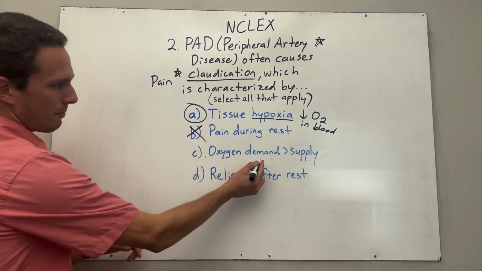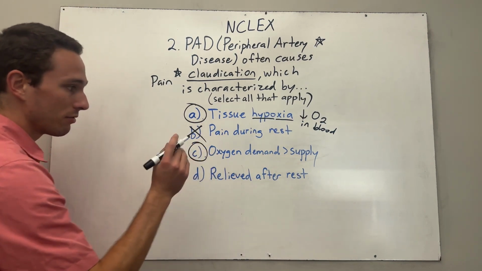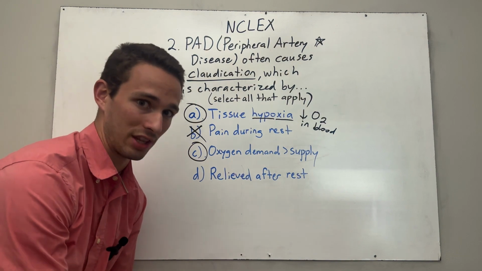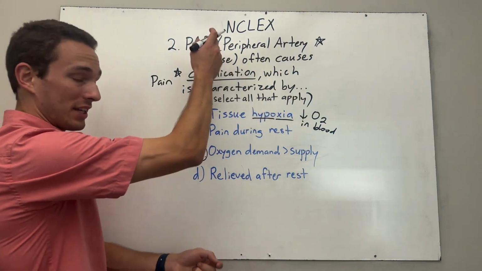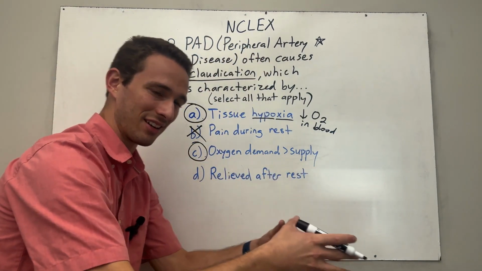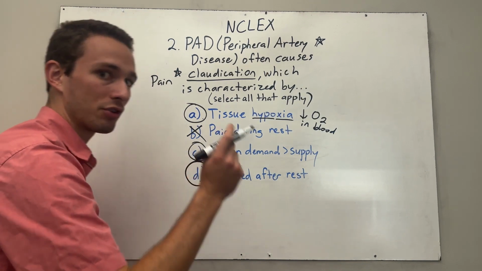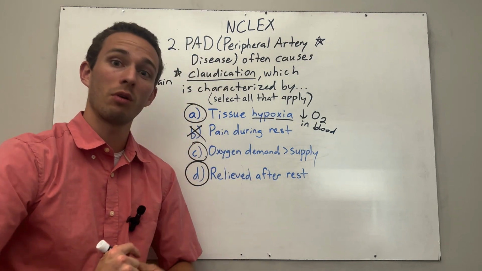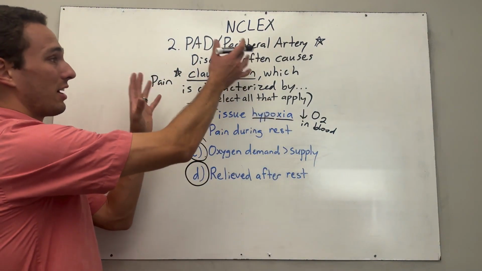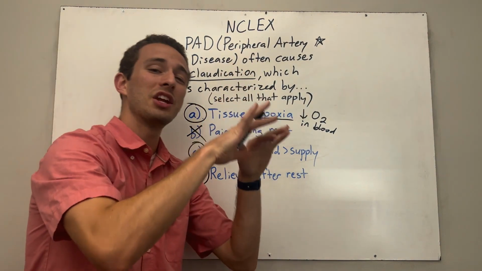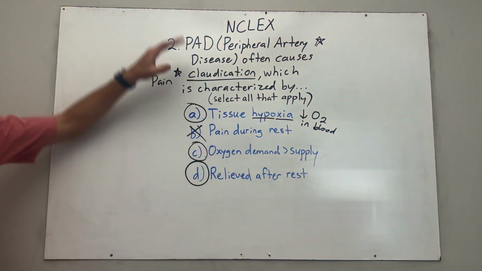Next one, oxygen demand is greater than the supply of oxygen. That would be true, and the reason is that as these cells are exerting themselves, they need more and more oxygen, but you can't provide it to them because you have PAD. So the blood and oxygen is not getting to the tissues. So that is true. And it would also be true that it's relieved after rest. Why? Because when you are resting, your cells don't need as much oxygen. So even though there's not enough oxygen getting there in the first place, the diminished need for oxygen makes it so that it's really not a problem. Wonderful. So that is claudication.